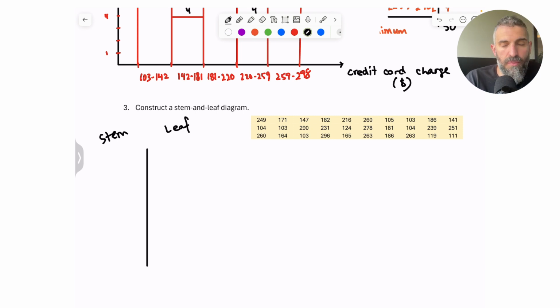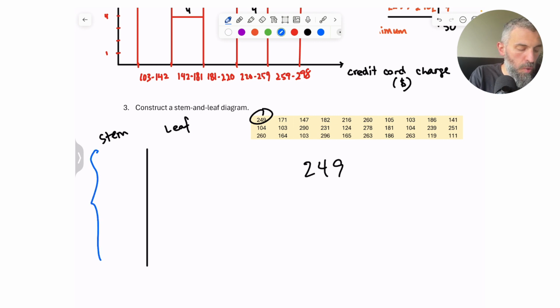And really when you're setting this up, what you want to think about is how are you going to cut your data? Where are you going to slice it? Let's say you take the number 249, okay? So you want to slice it typically in a way where you don't have too many categories on the stem side. You want to stay between 5 and 10 categories. Now, what determines your categories? Well, that is the unit that you choose.